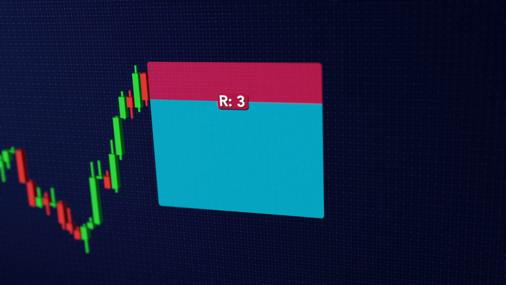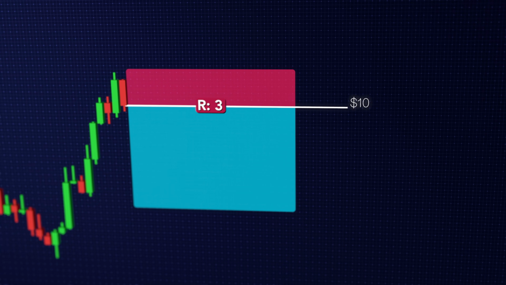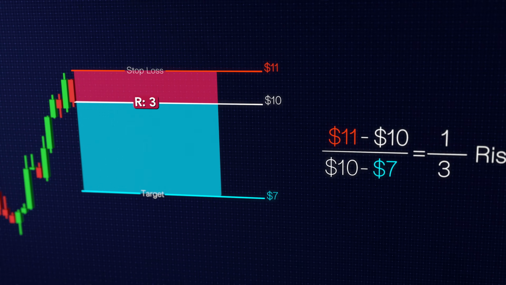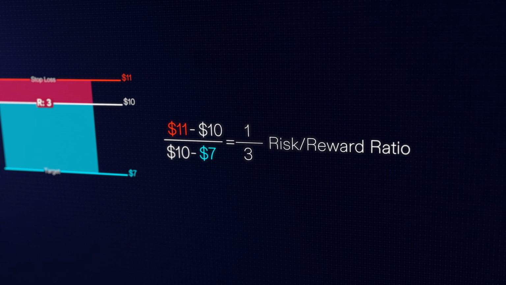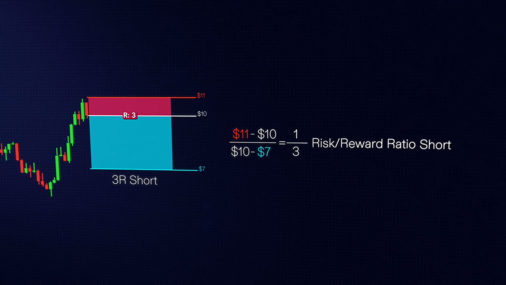On the flip side, if you're short, entering again at $10, stop loss at $11, and your target now at $7. This is again a 1-to-3 risk to reward ratio short, otherwise known as a 3R short. As a good benchmark, I'd only aim to take trades that are 3R or more and skip anything under.